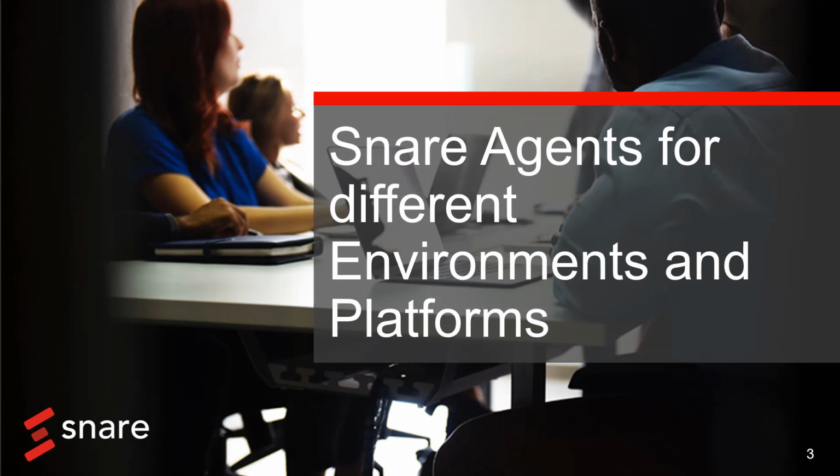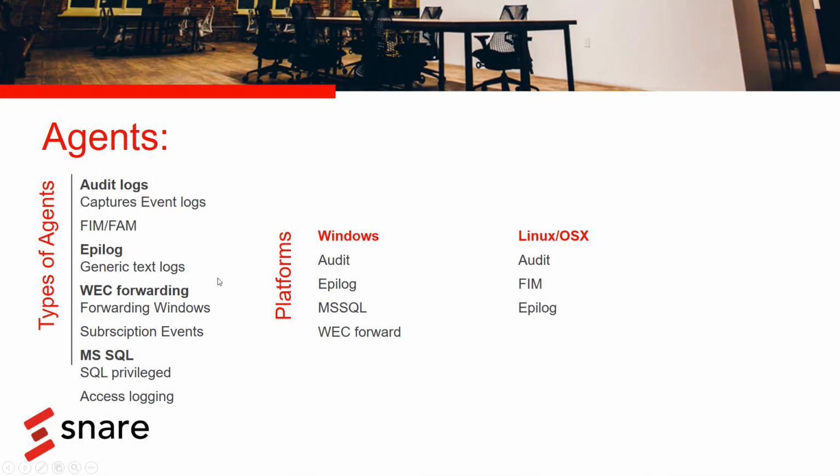So we have various Snare agents for different platforms and environments. As you can see here, the different types of agents that we have: the audit agents. These are just the generic types of event logs that you would see from Windows or from Linux, OS X, things like that. Also file integrity monitoring and file access monitoring. This is a new thing that's been available with the V5 agents. We have our Epilog, which is able to process generic text type of logs. It's helpful with things like DHCP or IIS type of logs and forwarding them on.